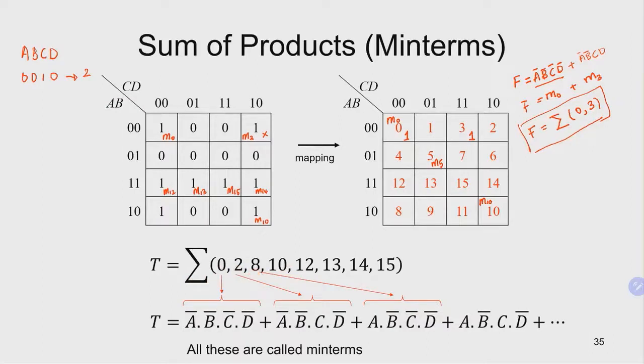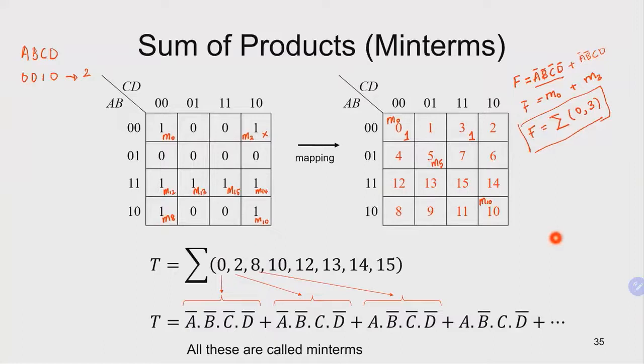Okay, I have an m8 here, so minterms 10, 12, 13, 14, and 15. It is the sum of all these minterms, meaning that these minterms are all OR-ed with these minterms, and then all with these minterms, and so forth.